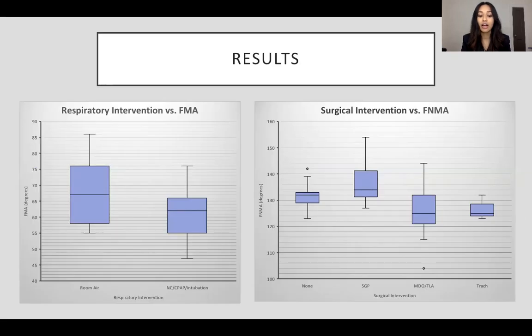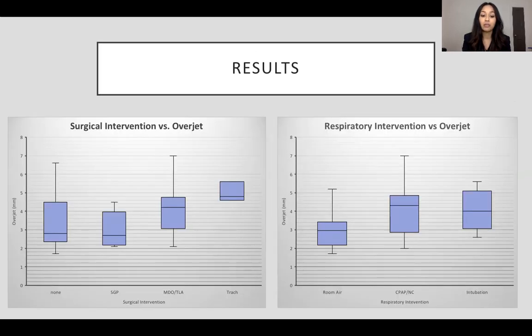Our results showed that as patients required any sort of respiratory intervention at delivery, they had a tendency to have a more acute or more micrognathic FMA. Furthermore, as they required more severe surgical intervention, they had a more acute FNMA. As they required more surgical intervention, they also had a tendency to have a larger or wider alveolar overjet. And as the severity of respiratory intervention increased, they also, same thing, had a tendency to have a wider alveolar overjet. Unfortunately, however, none of these results were significant, but there was a trend that we noticed.